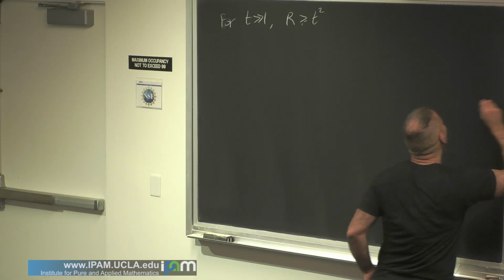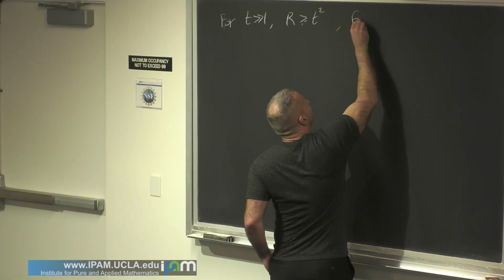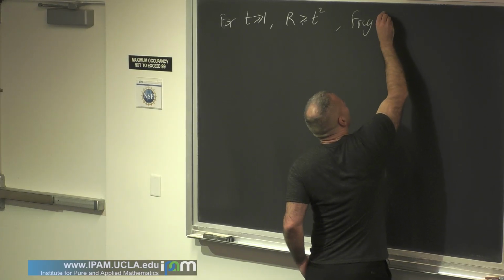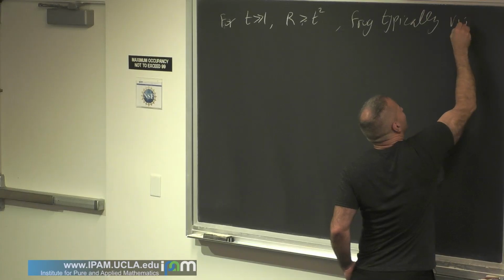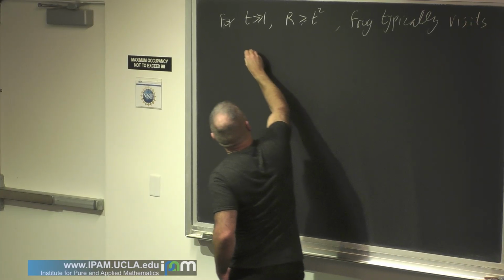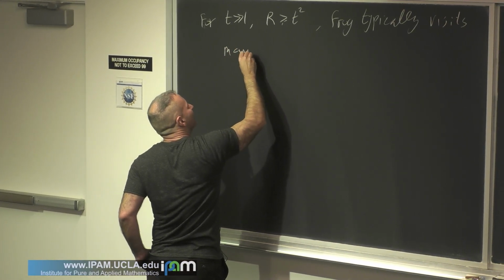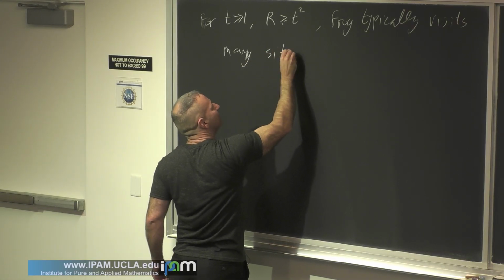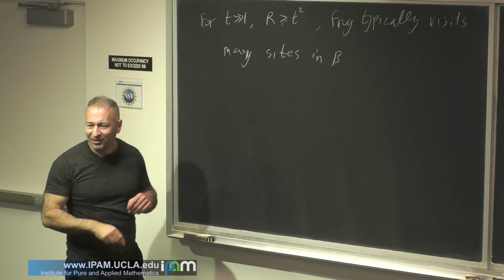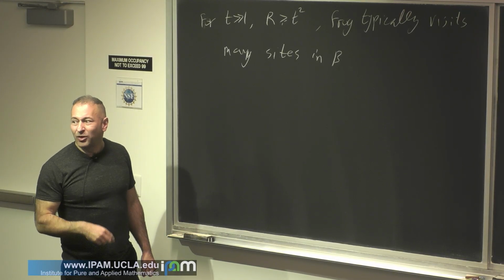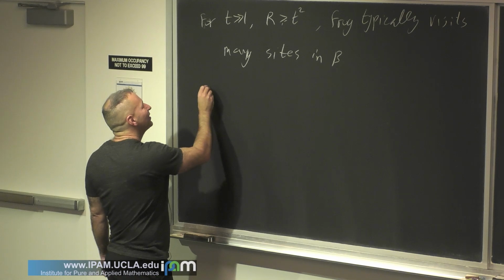So we have such a ball B. So a frog typically visits many sites in the ball. A frog, if it starts anywhere in the ball, then it visits many new sites. But we can say more than that.